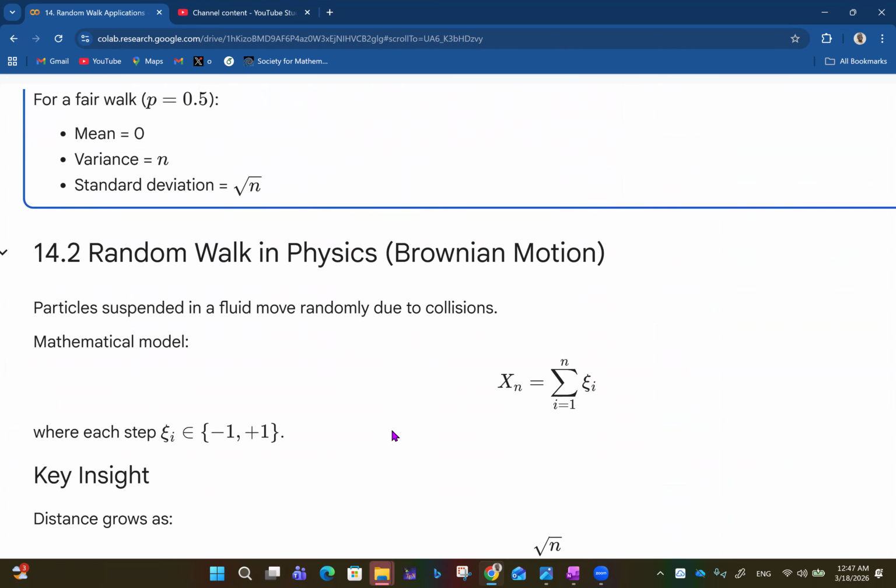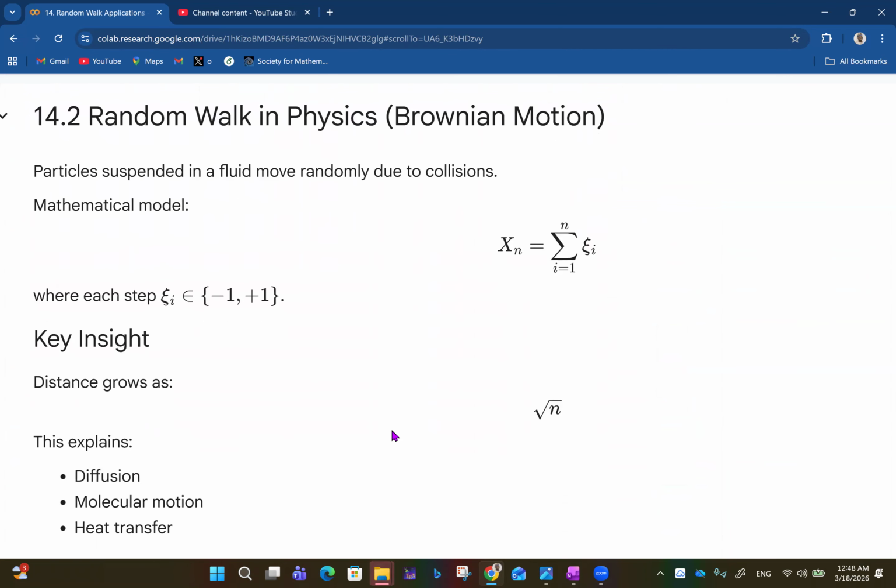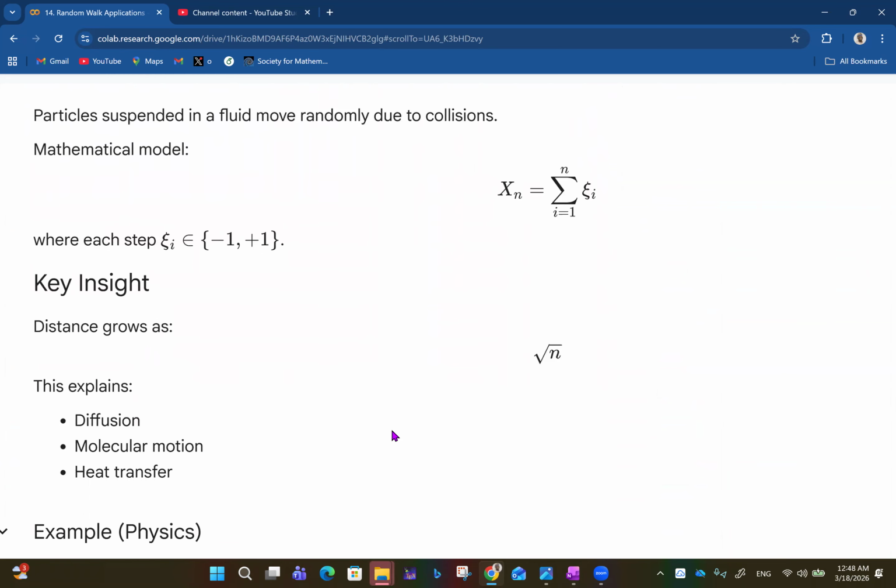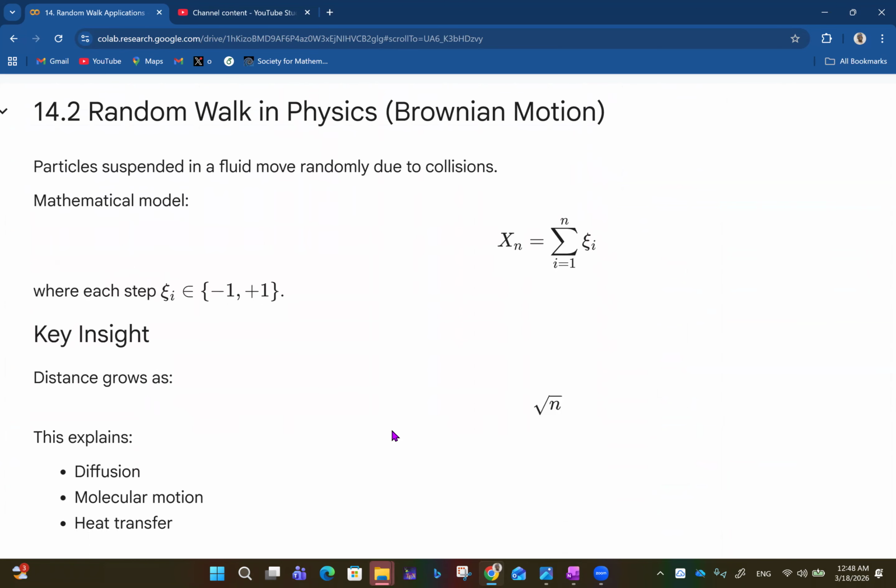That is when you have a fair walk, or what you call a simple symmetric random walk. So let's look at some applications. Random walk in physics. When we talk about physics, we talk about Brownian motion. Particles suspended in a fluid move randomly due to collisions. This also happens in chemistry when you're talking about chemical reactions. You have all the particles just moving in random motion.